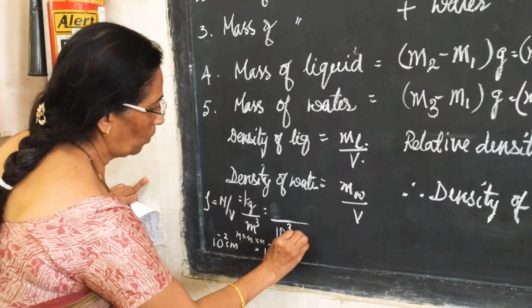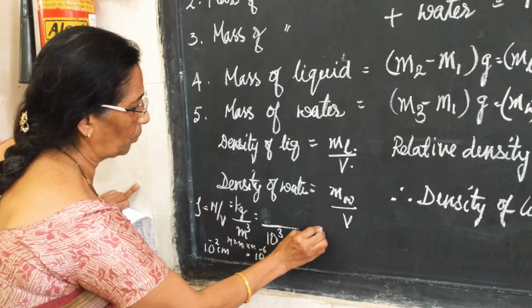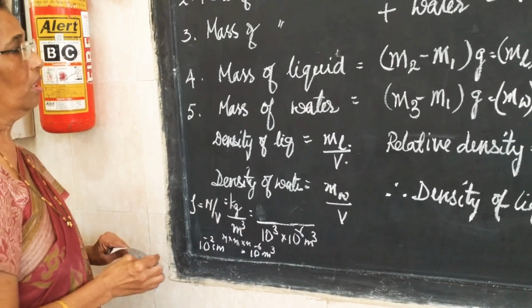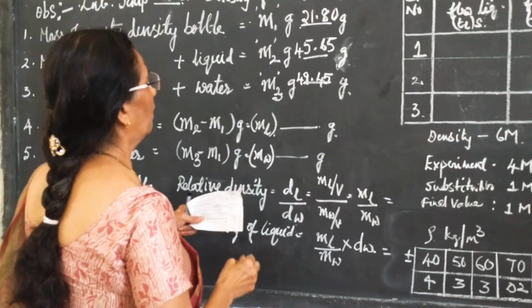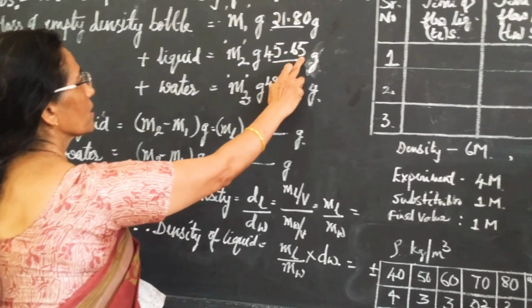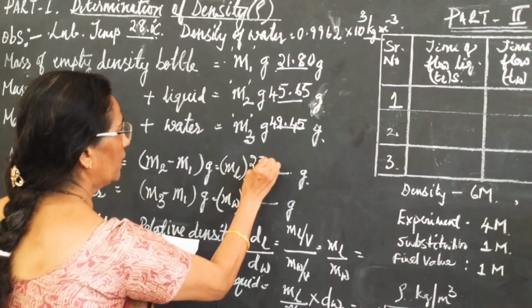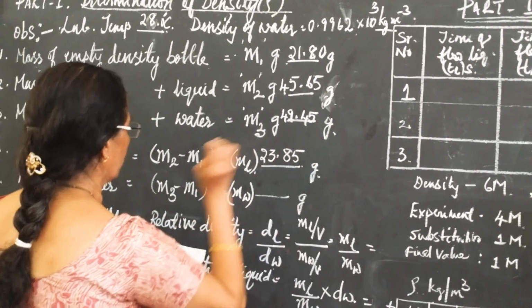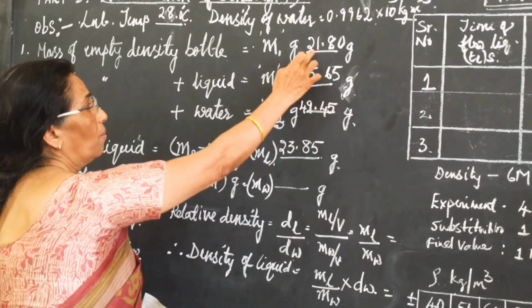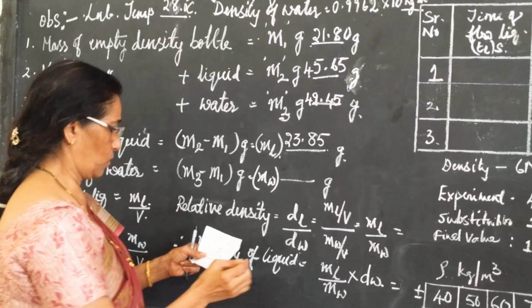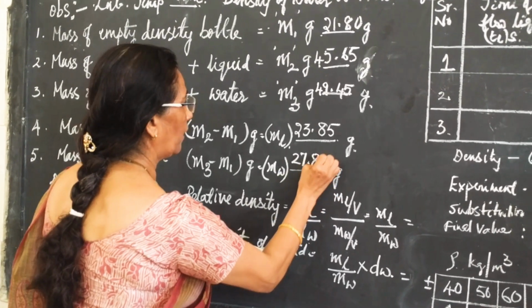So, below I have volume 10 to the power minus 6 meter cube. Now I take the mass of the liquid, that is the difference in mass. I subtract 45.65 minus 21.80. I get this value as 23.85 grams. Then I determine the mass of water, which is 49.5 minus this, which comes to 27.85 grams.